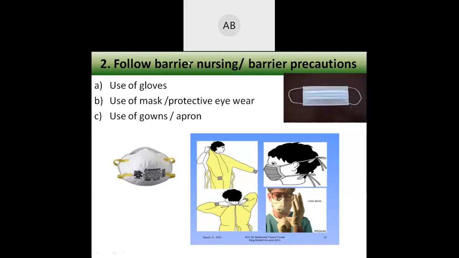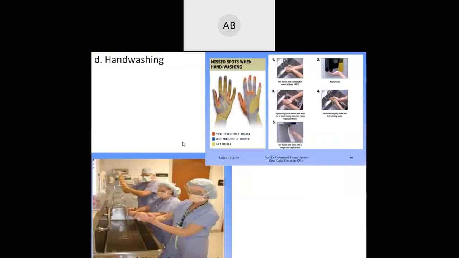So what do you have to do for barrier precaution? Under barrier precaution, you have to use a mask correctly, use eyewear or goggles, use gowns or aprons, gloves, and proper hand washing. All of that comes under barrier precautions. So hand washing is also a part of it.